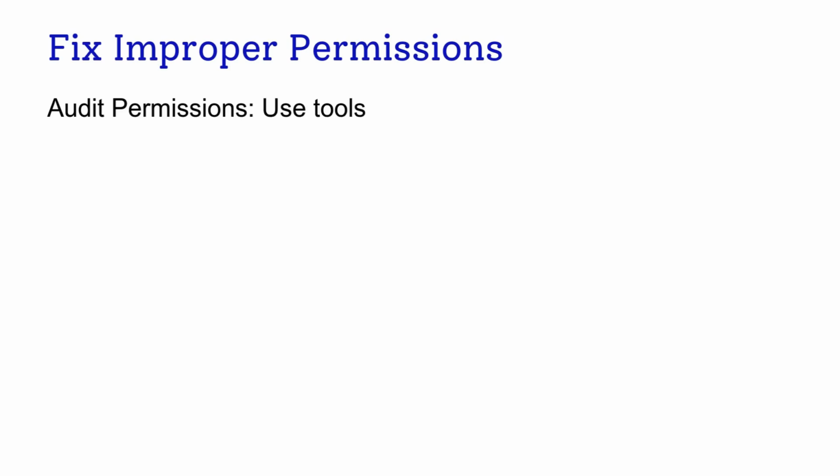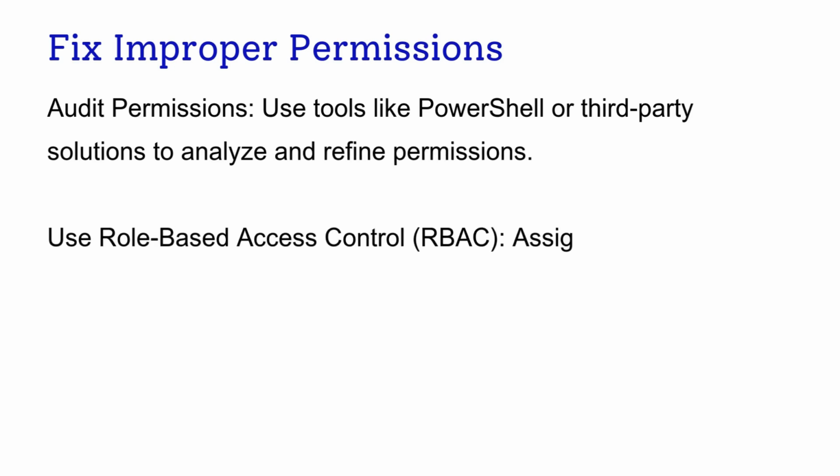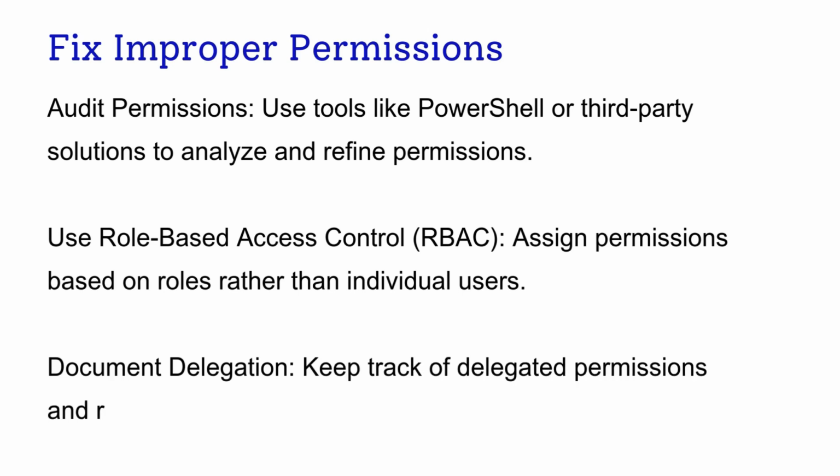To fix the problem, we can audit permissions. Use tools like PowerShell or third-party solutions to analyze and refine permissions. Use role-based access control. Assign permissions based on roles rather than individual users. Document delegations. Keep track of delegated permissions and regularly review them.